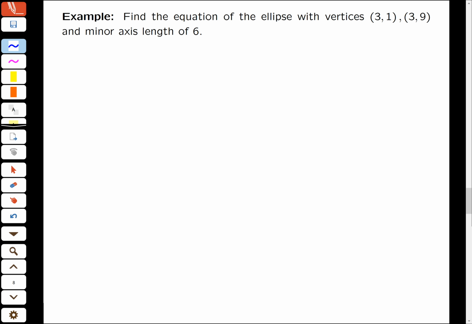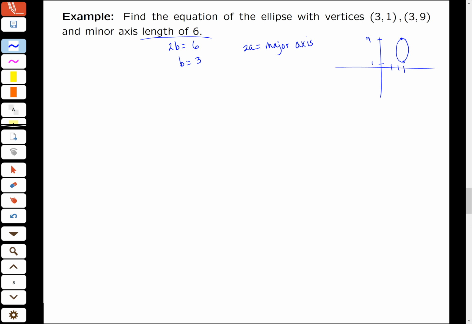Let's find an equation. It says find the equation of the ellipse with vertices (3, 1), (3, 9), and minor axis of length 6. So let's graph it. It says vertices were at (3, 1) and (3, 9). So I know that it has to be opening vertically. The farthest away are the vertices. And it says the minor axis has a length of 6. Remember, B gives you your minor axis. So 2b equals 6. What does b equal then? 3.